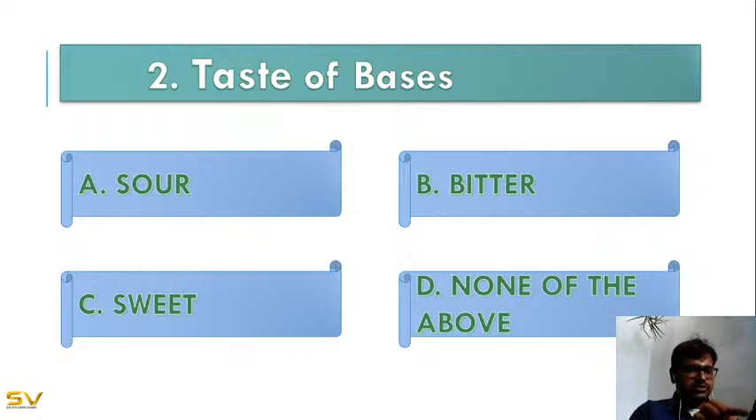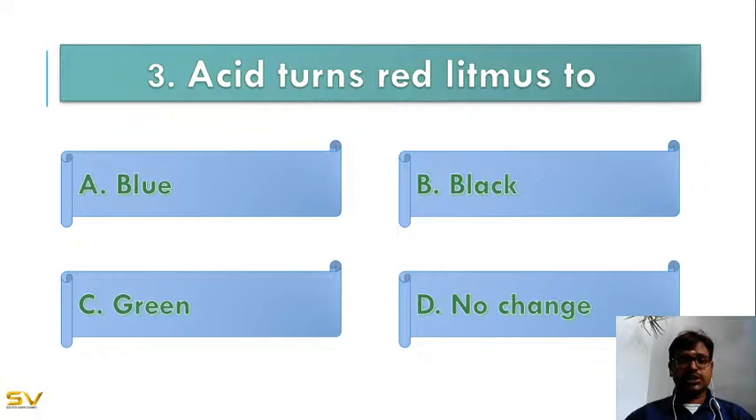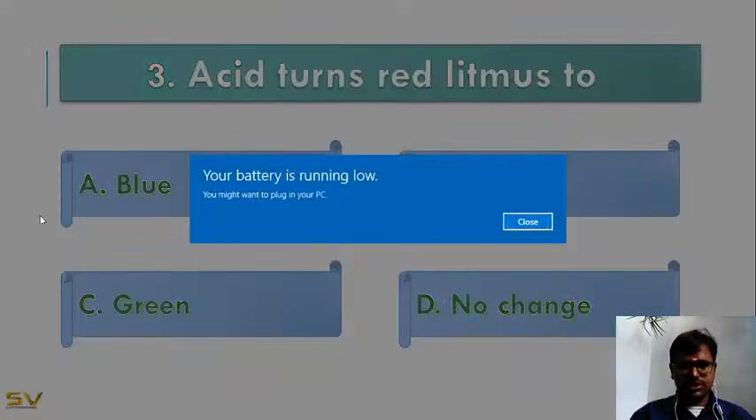Congratulations. Now coming to the next question. Acid turns red litmus to which color? Whether it is blue, black, green, or no change. Maybe this will be easy for you. You can easily answer it.